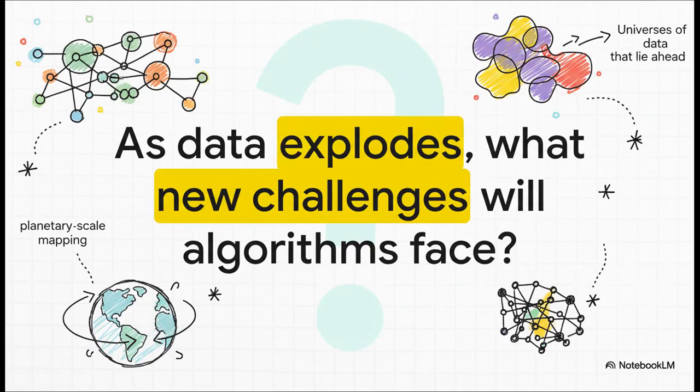So we've figured out how to map graphs that are truly massive. But data is not slowing down. It's getting bigger, more complex, and changing faster every single day. So the real question to think about is, what's next? What new challenges are just over the horizon that will force us to invent the next generation of these amazing algorithms?